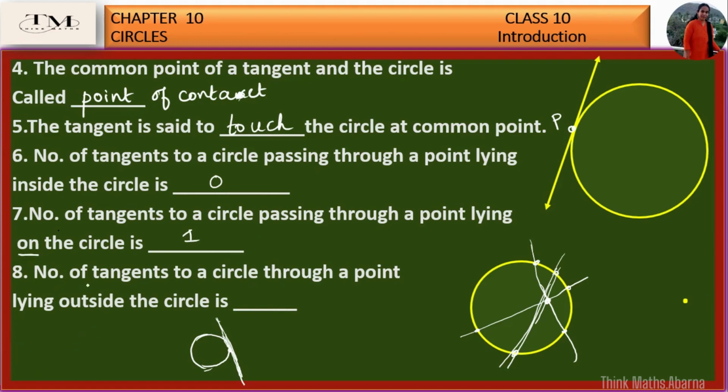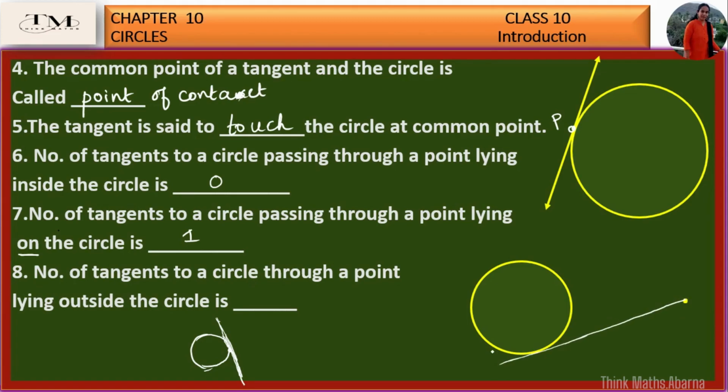Next, number of tangents to a circle through a point lying outside the circle. So, let me erase this. There is a point lying outside the circle. We have to draw tangents from this point. So what do we have to do?